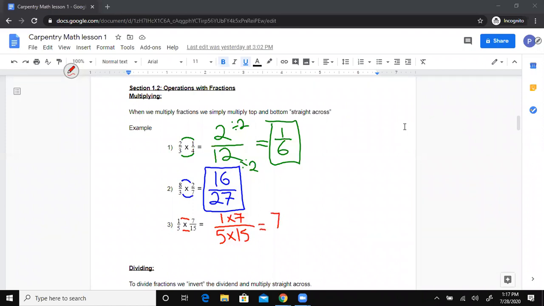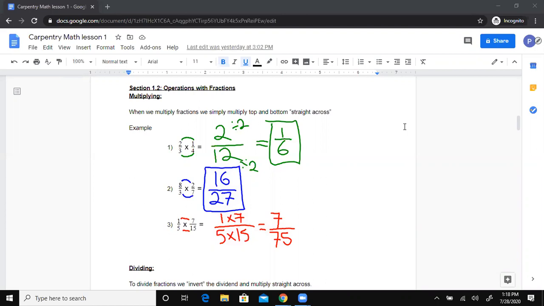7 times 1 is equal to 7. 5 times 15 is 75. And 7 is a prime number, so all we have to do is check if 75 can be divided by 7. In this case, it cannot. We can use a calculator to do that.